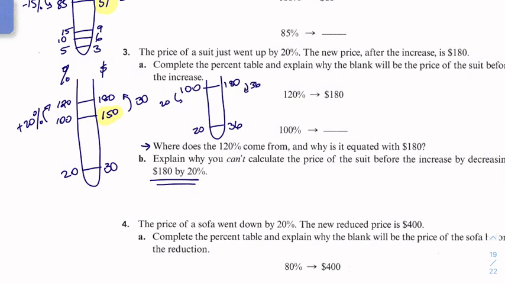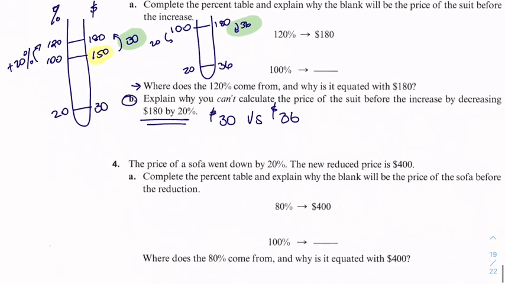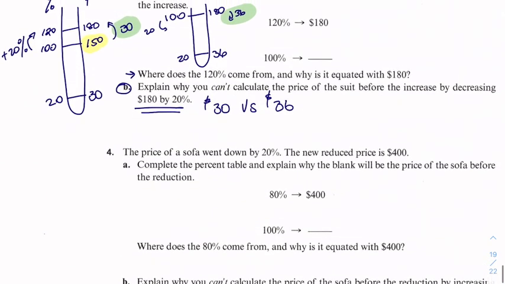We said that we went up by 30. So what's the problem? Here we found out it went up $30, but if we calculate it in the opposite direction, we're saying $36. $30 versus $36. I'm going to ask you to make sense of that in your own words. And then also to do question 4.